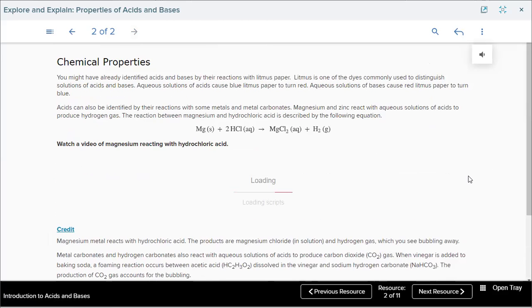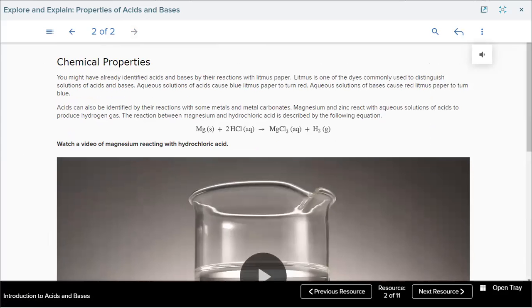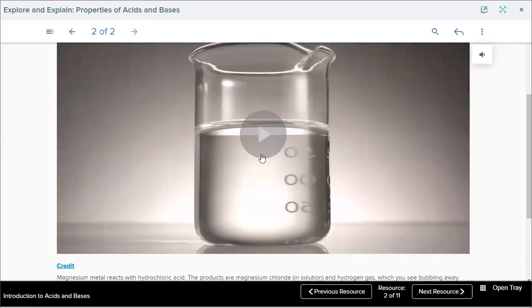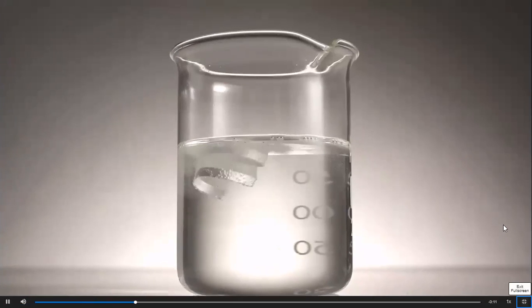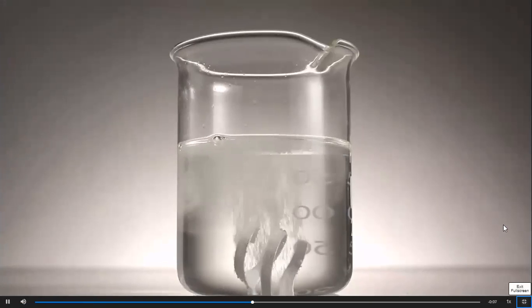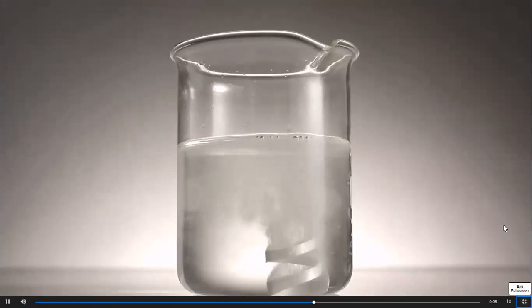So it's the chemical properties of both acids. Watch this video of magnesium reacting with hydrochloric acid. Okay, observe this video. What happens? It's a live reaction. It dissolves. Yes, it's a live reaction between magnesium and hydrochloric acid.